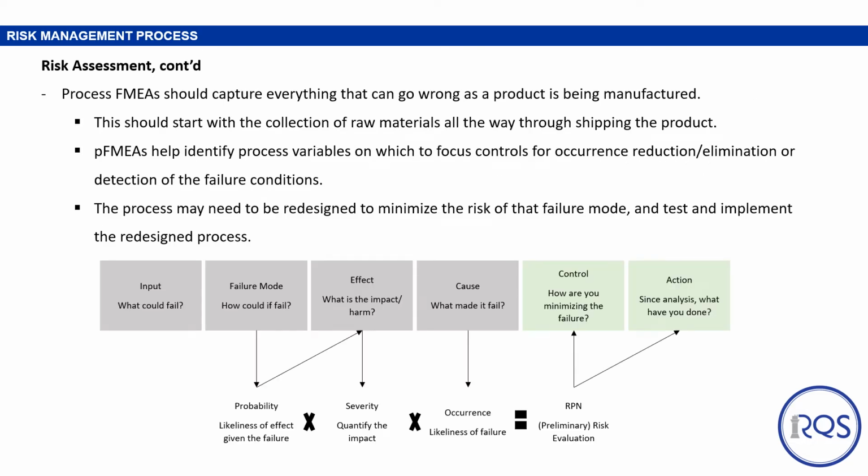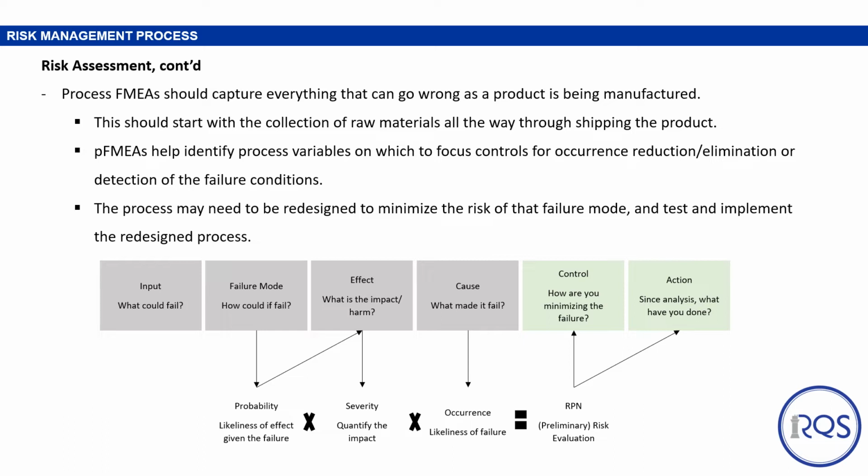Process FMEA should capture everything that can go wrong as a product is being manufactured, starting with the collection of raw materials all the way through the product being shipped. PFMEAs help identify process variables on which to focus controls for occurrence reduction or elimination and detection. The process may need to be redesigned in order to minimize risks of some failure modes.